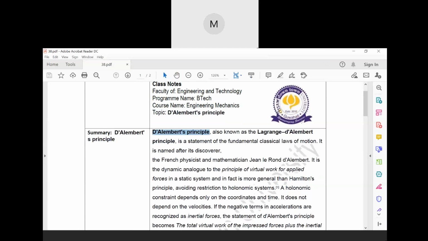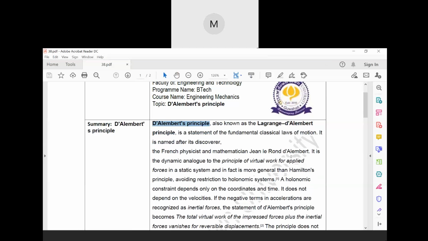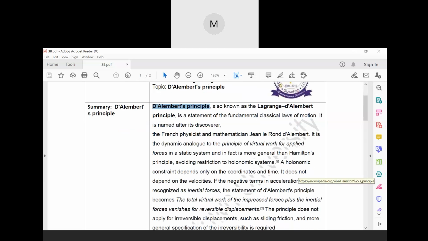D'Alembert's principle is also known as the Lagrange-D'Alembert principle and is a statement of the fundamental classical laws of motion. It is named after the French physicist and mathematician Jean le Rond D'Alembert. It is a dynamic analog to the principle of virtual work for applied forces in a static system.